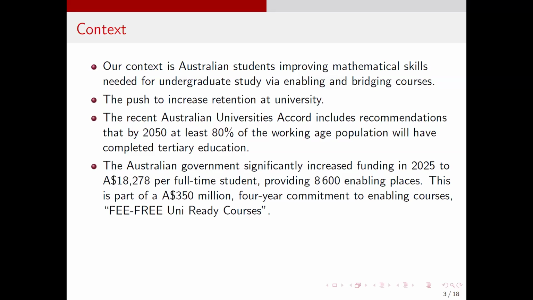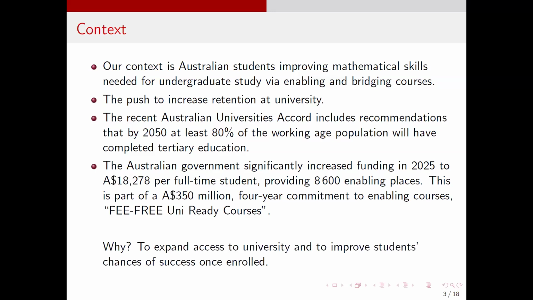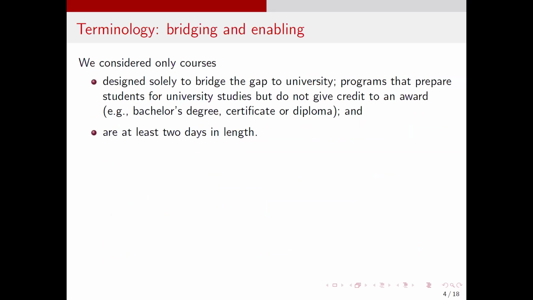Now, the Australian government has, for many, many years, provided money to universities for enabling courses. What's new is that they've massively increased the funding. And the reason, and I think this is taken from a press release, is to expand access to university and to improve students' chances of success once enrolled.